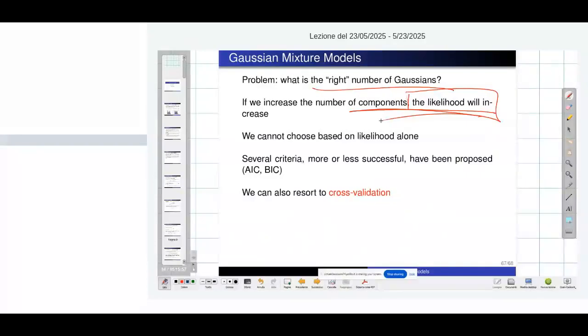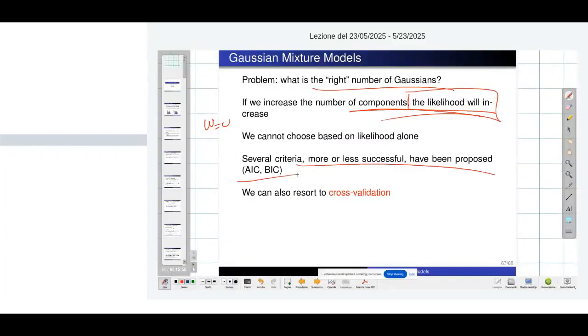It can always find a solution where half of the components have weight 0, and that would correspond to a model with fewer components. So if we keep adding components, the local maxima that are non-degenerate will increase in value. So we cannot use that as a criterion.